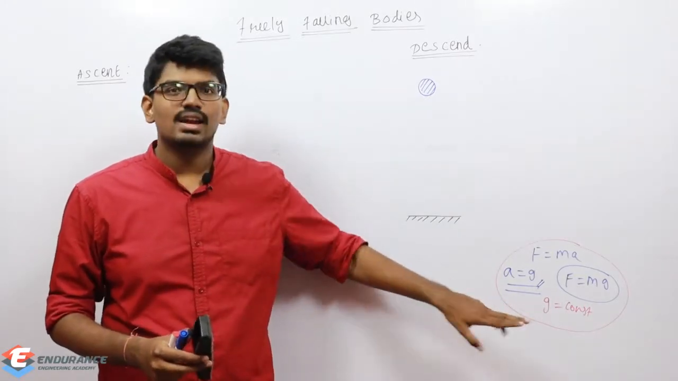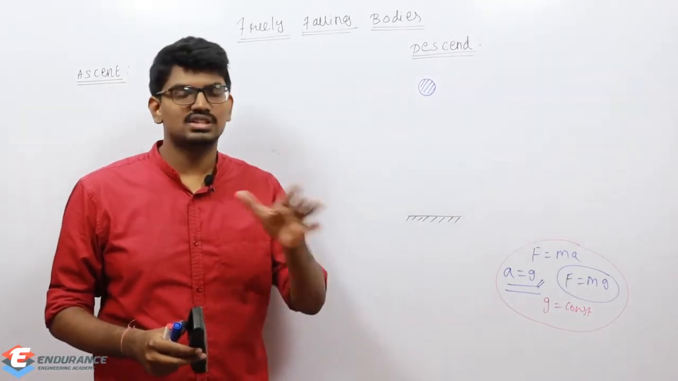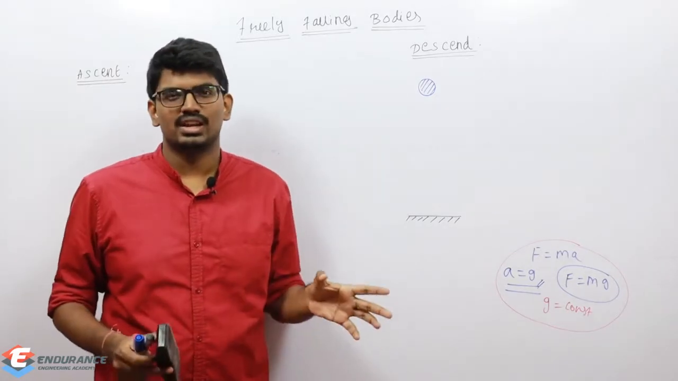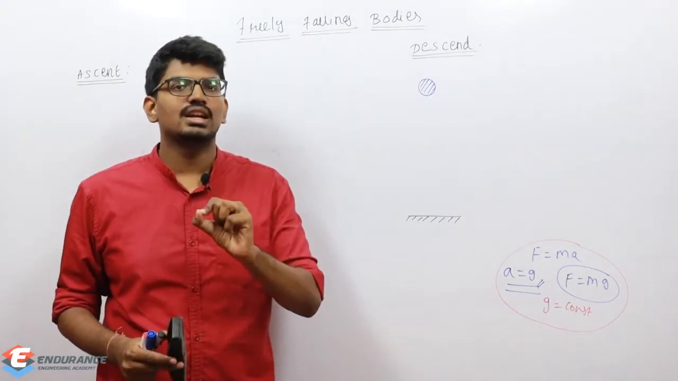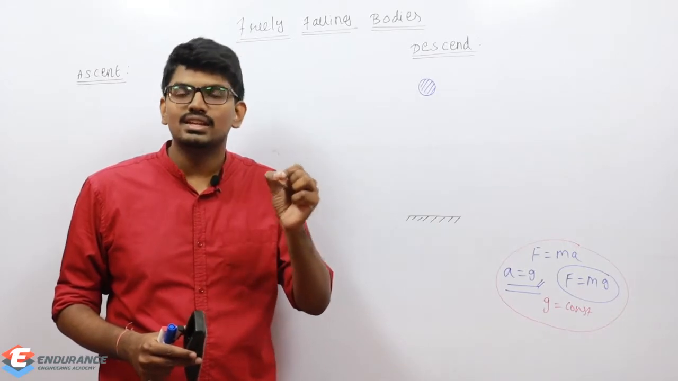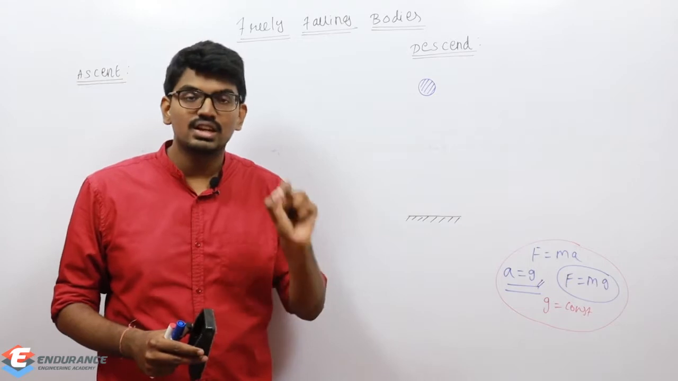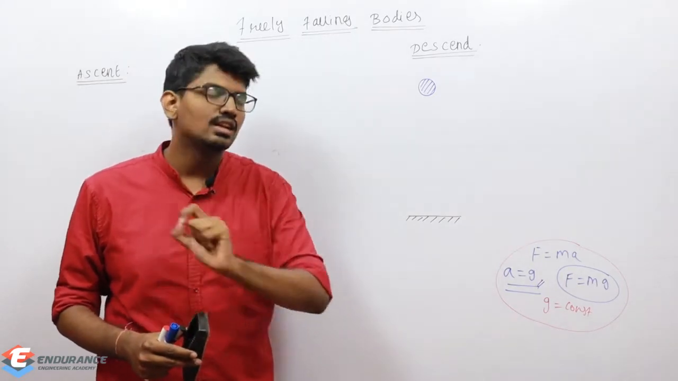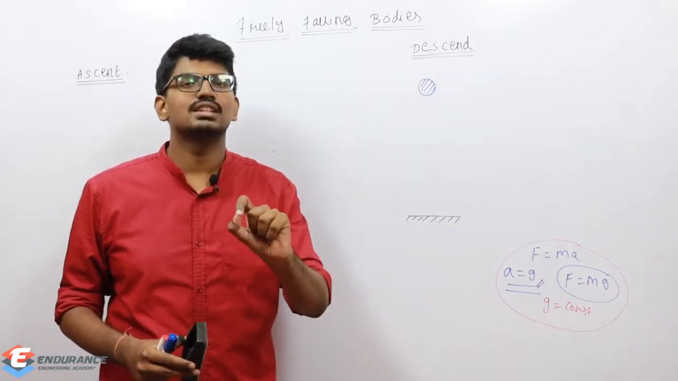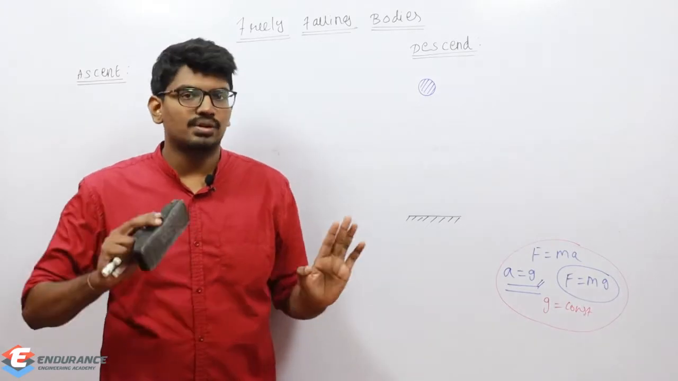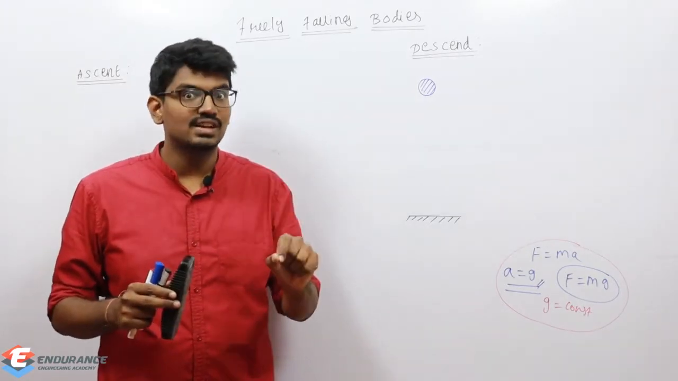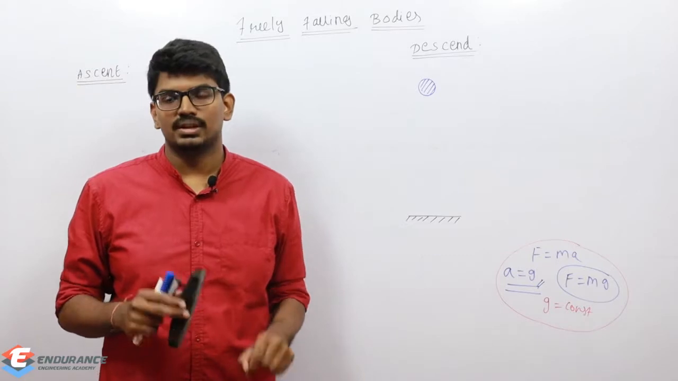And that g value, sometimes it will be 9.81, sometimes it will be 10, or sometimes it will be 9.8. But make sure that if they are giving anything in the question, suppose g is given as 10 meter per second square in the question, you need to use that 10 meter per second square only when you are solving. If nothing is given, then assume it to be 9.81, no issues at all. But if it is given in the question, assume that value only, okay.